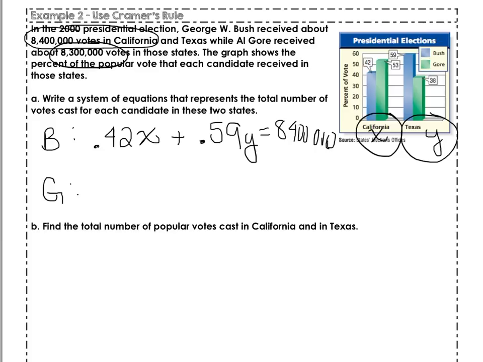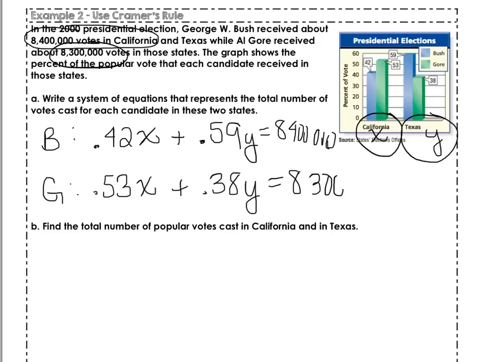Gore will be set up about the same way. So Gore, he has different percentages. That's the only thing we need to worry about, as well as a different total. In California, he received 53% of the votes, so 53% is 0.53. In Texas, he only received 38%, so 0.38. And then his total was 8,300,000. Okay, so here's our system of equations.